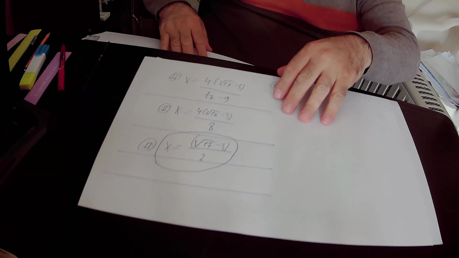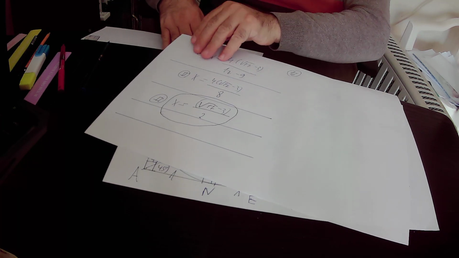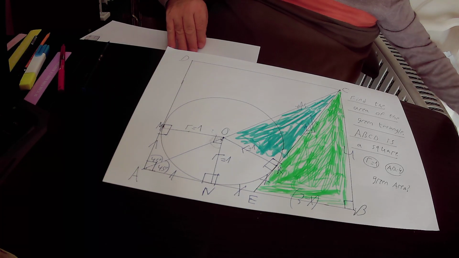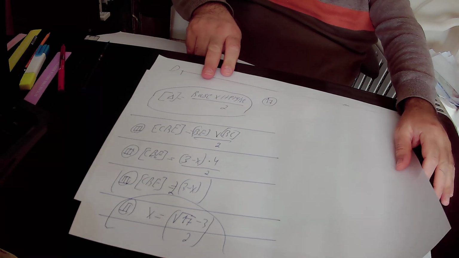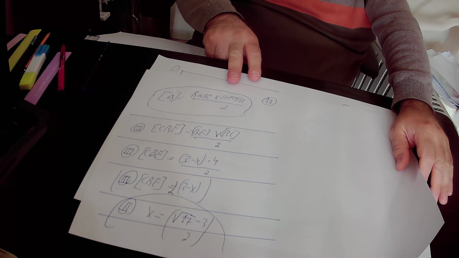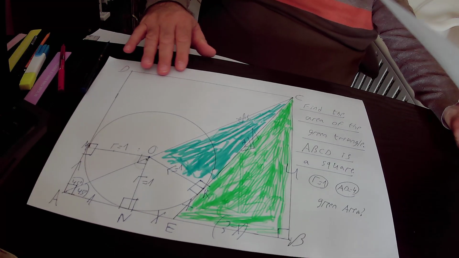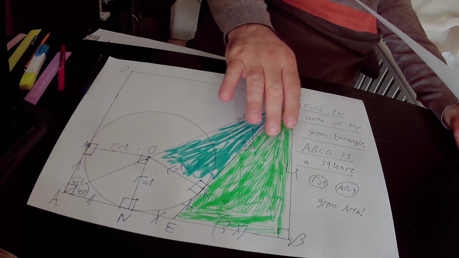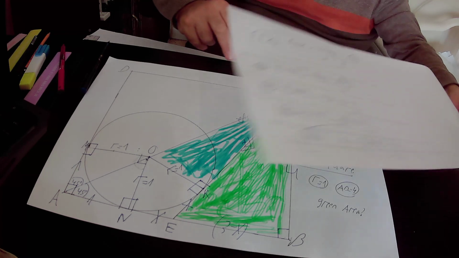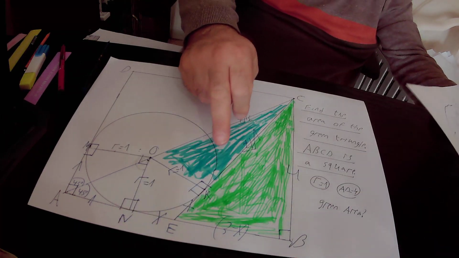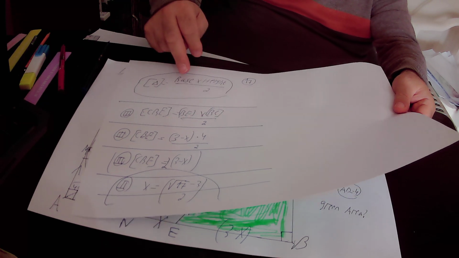And then the area of any triangle equals the base of the triangle times the height to the base over 2. So the area of our triangle CBE, the area of the right triangle CBE, will be equal to the base of the triangle times the height over 2. The base is BE, and the height is BC. So it is BE times BC over 2.